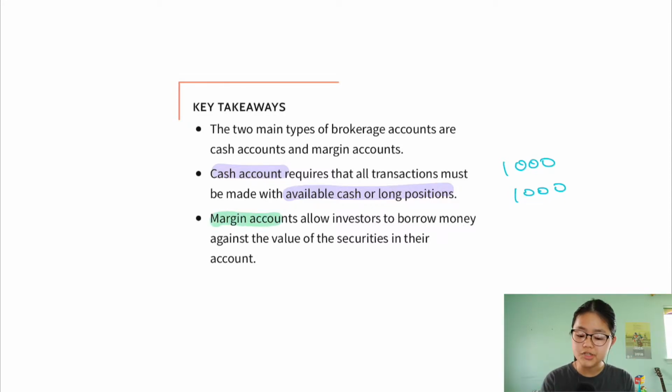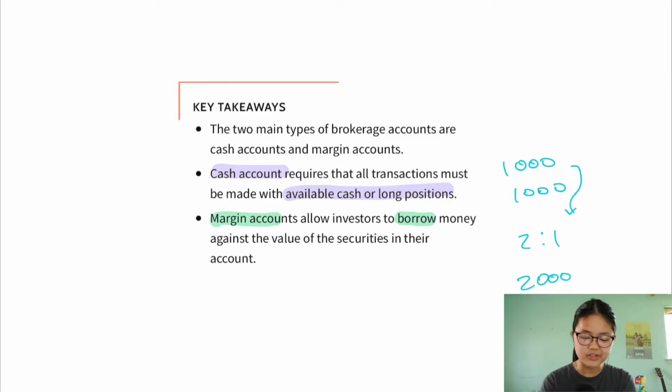Now in a margin account, you're allowed to borrow money essentially against the value of your account. So in another small example, if we take the same $1,000 account and your brokerage gives you 2-to-1 leverage, this means that for every $1 that you put in, you can buy $2 of stuff. So if you have a $1,000 account, you could buy up to $2,000 of stuff.